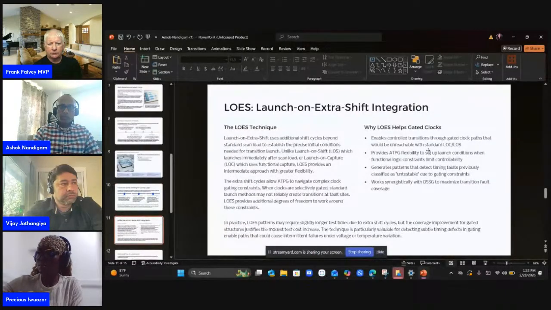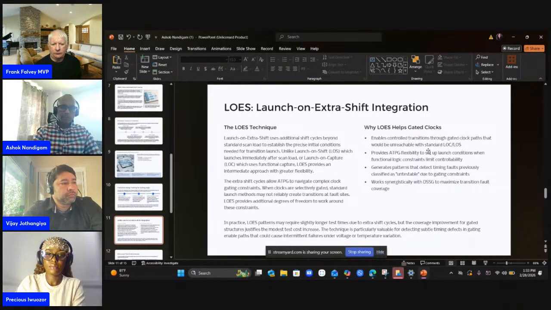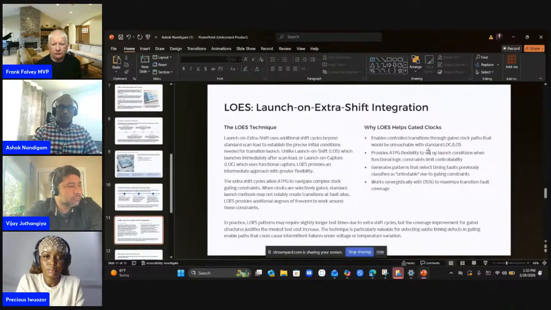Launch on extra shift integration is a specific technique which will help us have better control in testing at high speed, at the functional frequencies based on the GPU, right? GPUs which are going into mobile have different frequencies, and those going into the data center have a different frequency. So based on that, using specific test point flops, we can test at that speed.